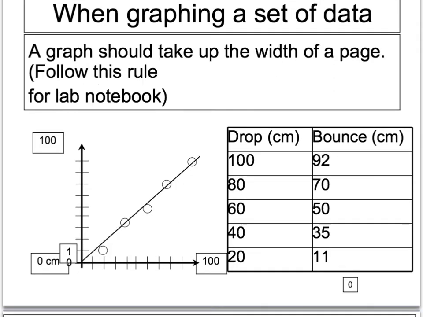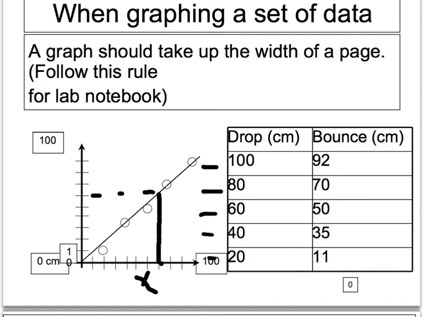Right, the great thing about a best fit line is we can now ask questions. So notice we only dropped our ball from 100, 80, 60, 40, and 20. Well, what if I want to know what will happen if I drop a ball from 70 centimeters? In that case, I find 70 down here on my x-axis. So 1, 2, 3, 4, 5, 6, 7. And I go up to where my best fit line is. And now I can say, well, if I had dropped the ball from 70 centimeters, it would have bounced to about, what is that, 10, 20, 30, 40, 50, it would have bounced to about 60 centimeters.